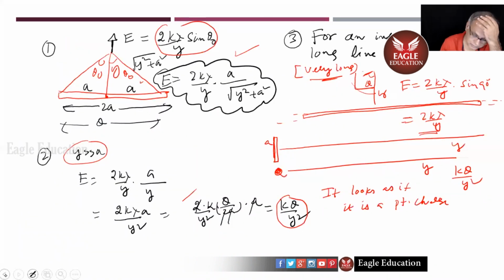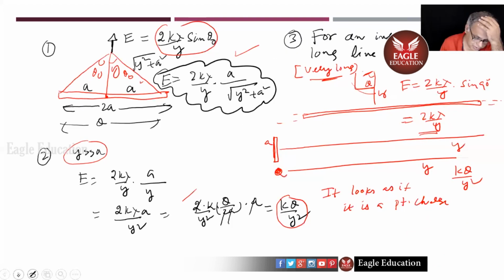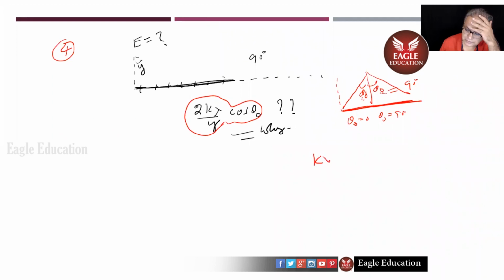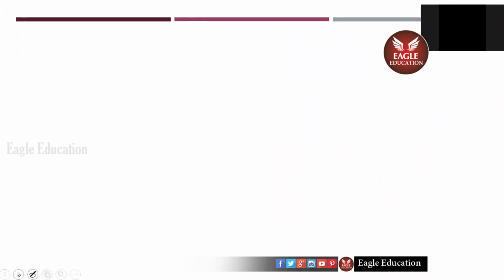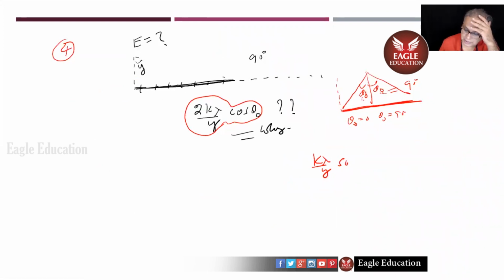Look at that equation. Minimum thing is this, 0 to 90. So k lambda by y. What was the integration thing there? Sin theta, right? Sin theta between 0 to 90. What do I get? K lambda by y, sin 90 minus sin 0. How much is this? K lambda by y. So that should be the answer.